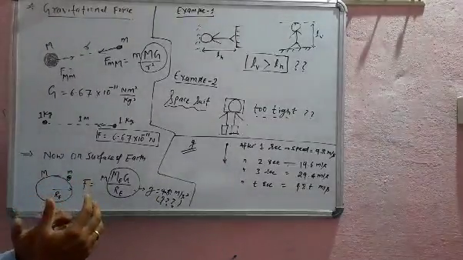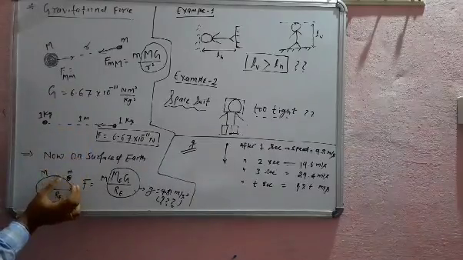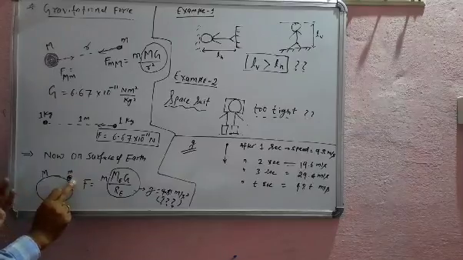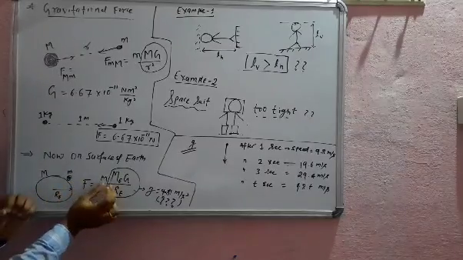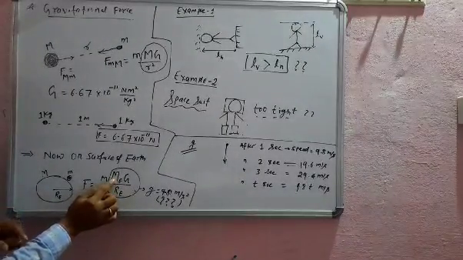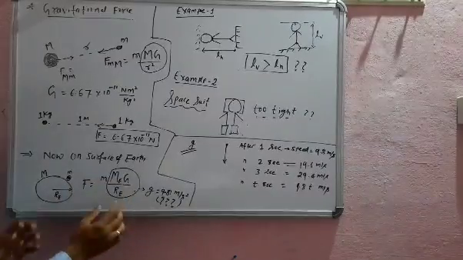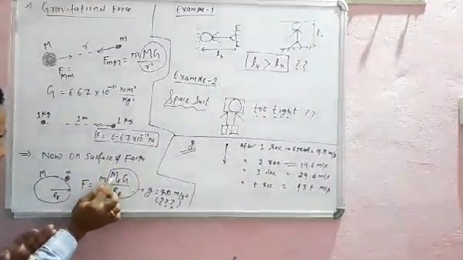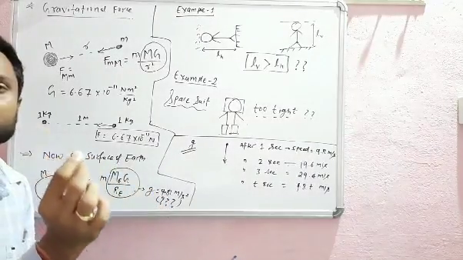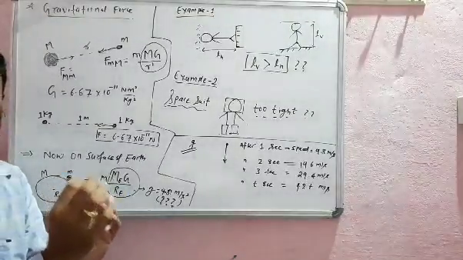Now focus on another case. Let's say a small object is placed on the surface of the Earth. Then the force experienced by this object is the product of the masses, that is the mass of the object and the mass of the Earth, multiplied by G, divided by the radius of the Earth squared. When you calculate mass of the Earth multiplied by G divided by R e squared, we find its value is 9.81 meter per second square. And this is known as the acceleration due to gravity.